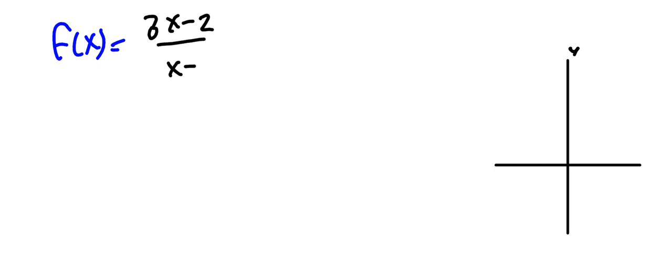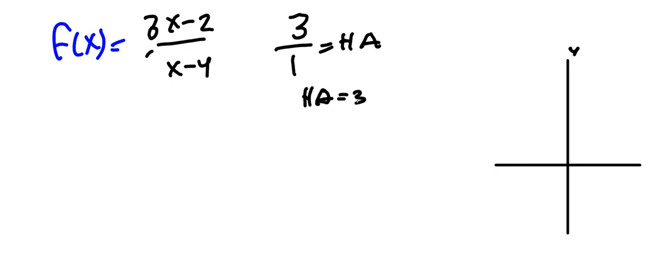So let's say f of x is equal to 3x minus 2 over x minus 4. So here we have ax plus b over cx plus d form. Essentially this means that 3, which is a, over 1 is equal to the horizontal asymptote. So the horizontal asymptote is equal to 3. So at y equals 3, let's say that's about right here. We have a horizontal asymptote.